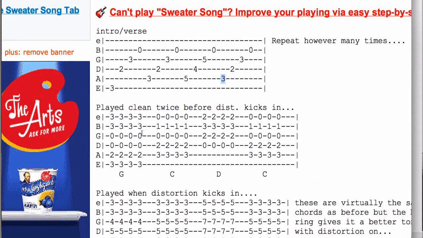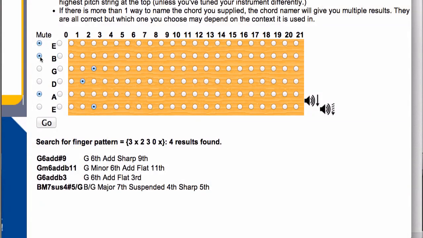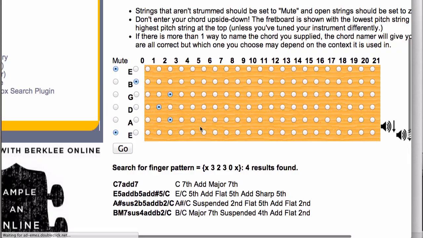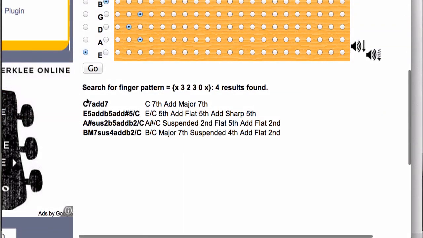So let's go to the next chord. The next chord is 3, 2, 3, 0. So I'm going to jump back over here. Sometimes it's good just to mute these out. 3, 2, 3, 0. You can hear what it sounds like. It's kind of quiet. So this chord, let's see what it is. C7 add 7.